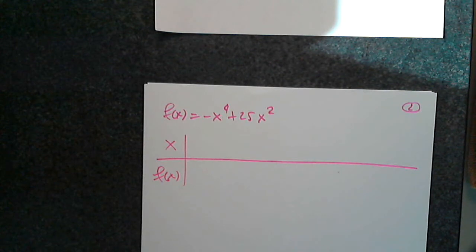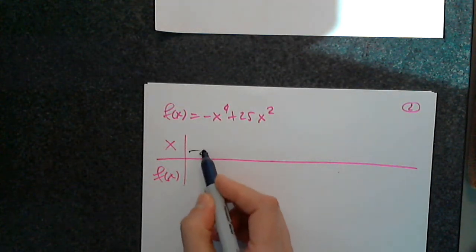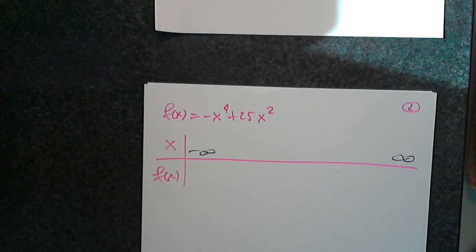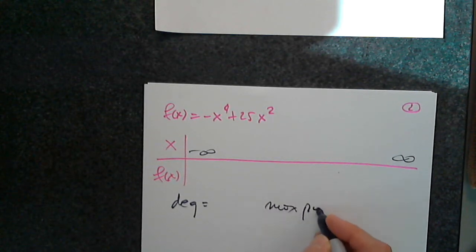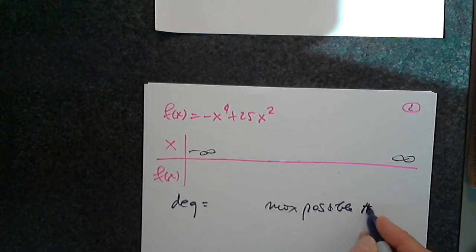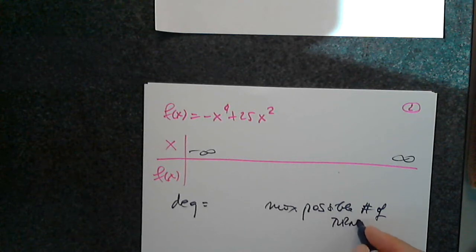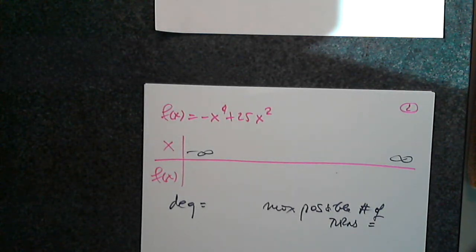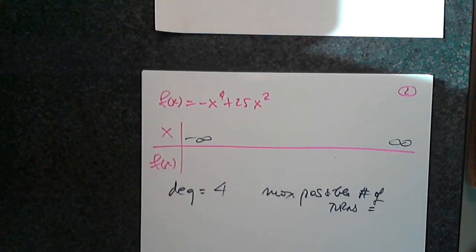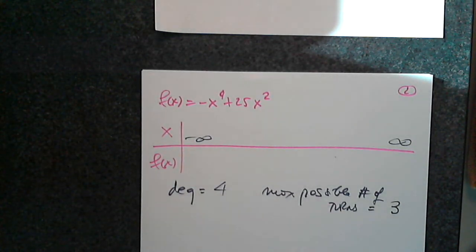What is the domain of this function? Real. Yes, because it's a polynomial function, so negative infinity to infinity. Can anyone give us the end behavior after you give us the degree and the max possible number of turns? The degree is 4. The maximum possible number of turns then is? 3. Very good. It doesn't have to turn 3 times, but it cannot turn more.